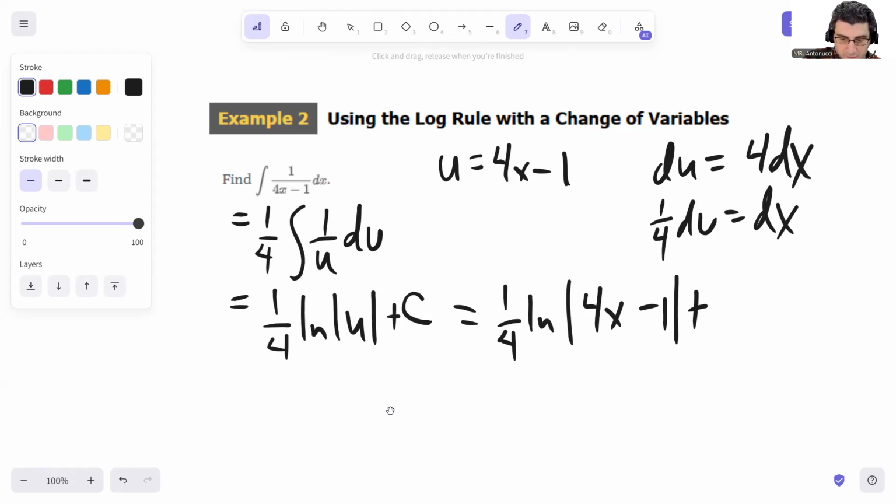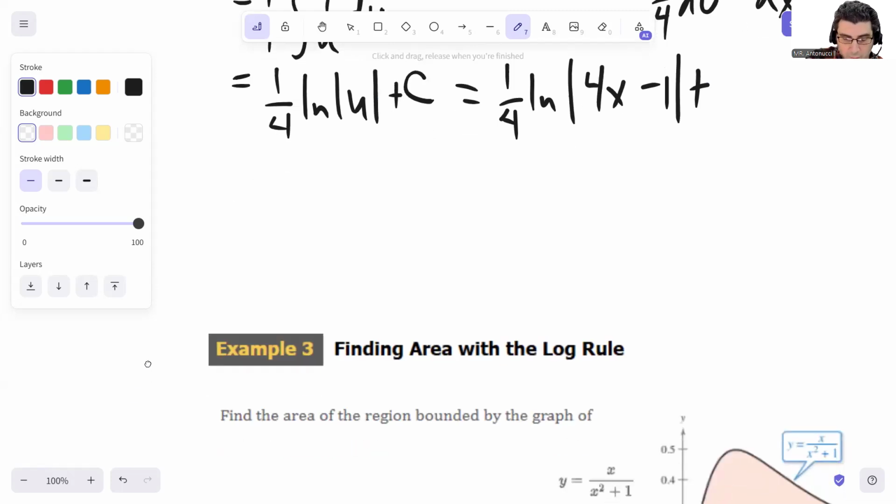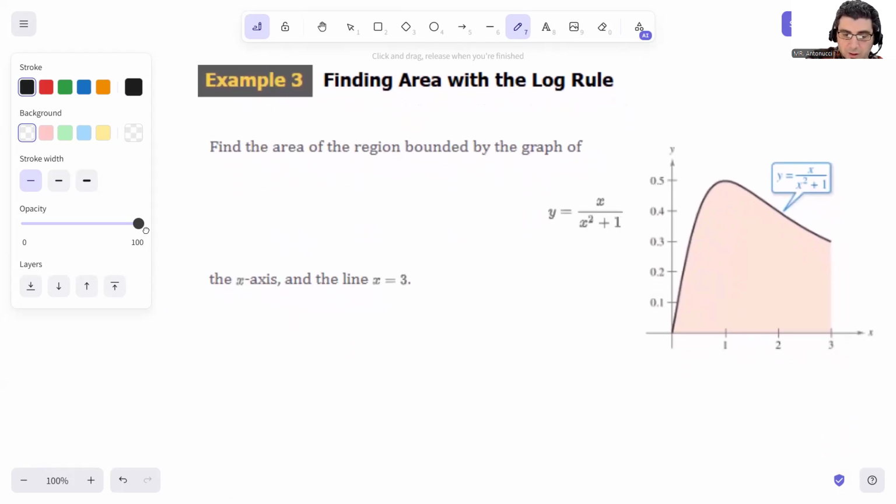This next example is going to use an alternative form of the log rule. So when we do this, we're going to look for quotients in which the numerator is the derivative in some way, shape, or form of the denominator. So here's an example. We want to find the area of the region bounded by the graph of y equals x over x squared plus 1. I have it pictured right here with the x-axis and the line x equals 3. So this region here in kind of a pink color.